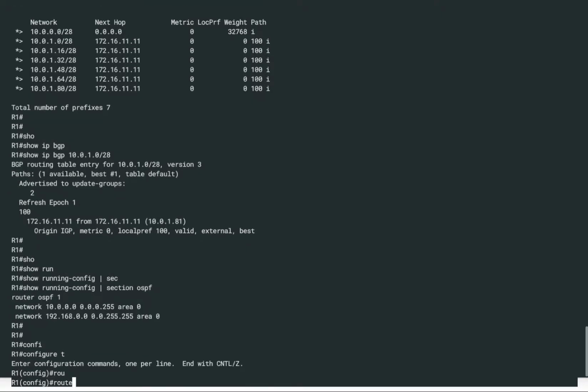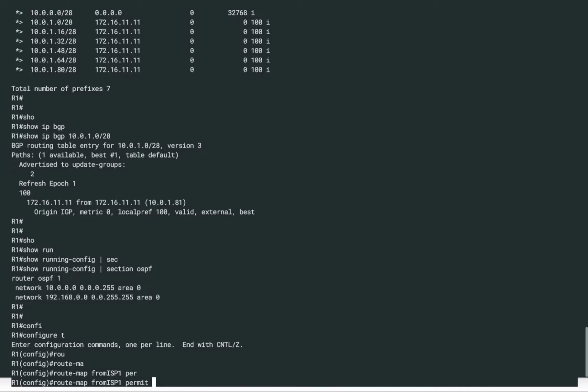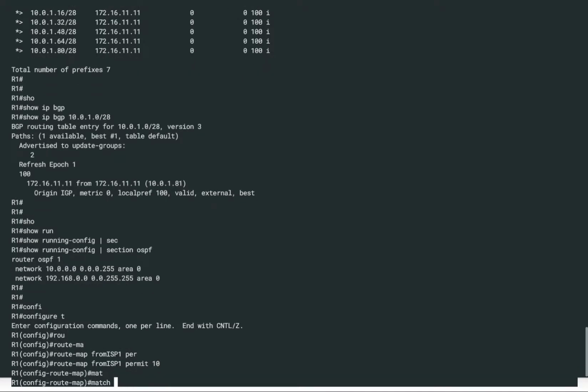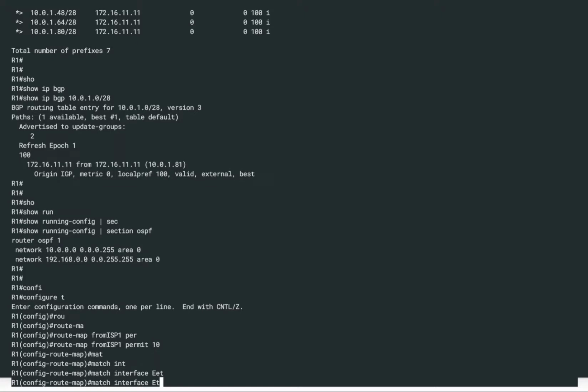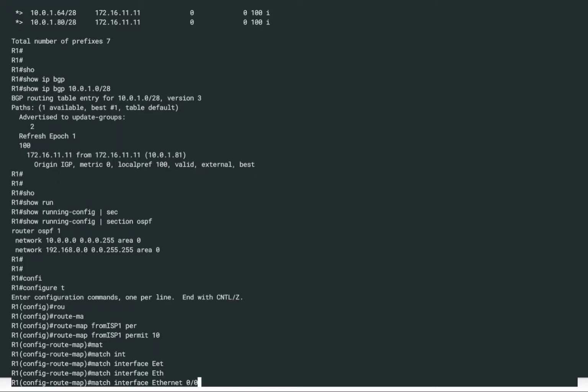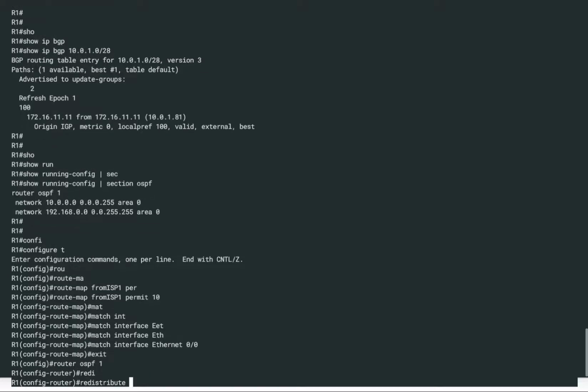For that, I'll be using a route map. So let's use a route map, and we can say from ISP1 or whatever, permit 10, and then we simply say the interface that we are interested in matching would be the interface which is connected on the other side. The OSPF process that we are running is 1, and we'll simply say redistribute.